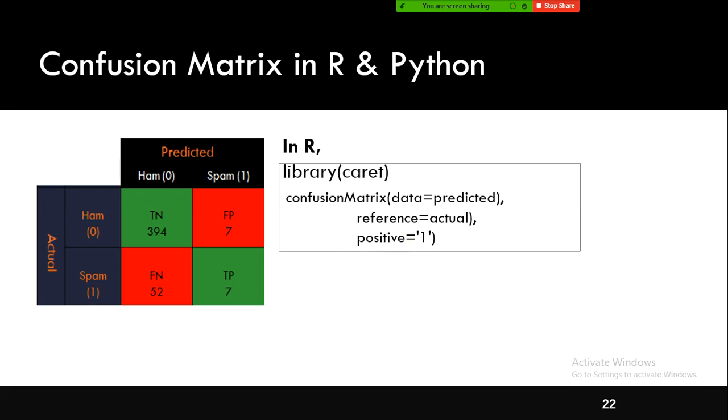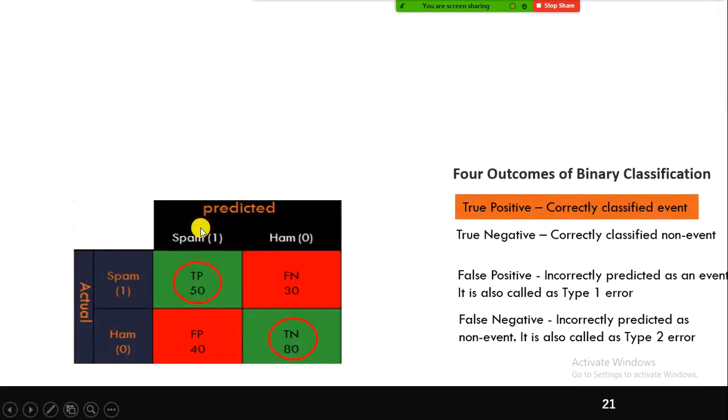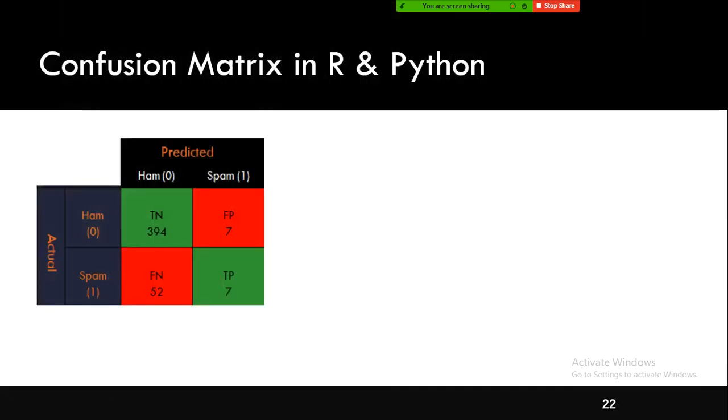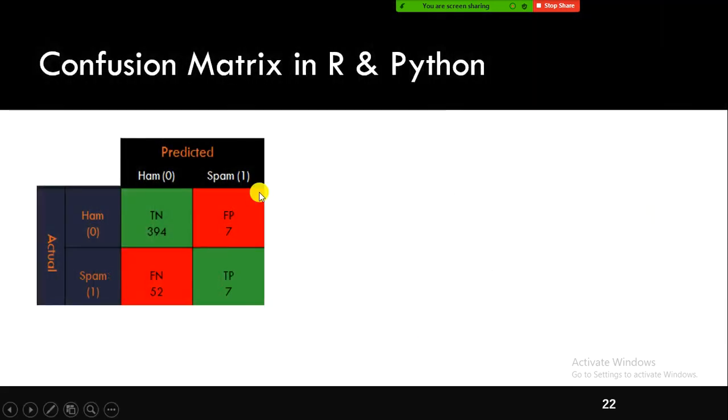In the case of Python and R, the confusion matrix format is slightly different. In this case, look here, the first row has the negative values and the second row has the positive values. But in the conventional way of interpreting the confusion matrix, the first row has the positive and the second row has the negative values. Don't get confused.